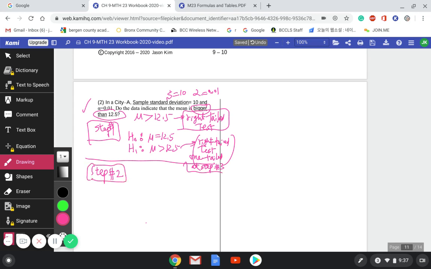So same as z, but t value is x bar minus mu. And instead of sigma, because sigma is not given for whatever the reason, you use s instead of it, which is a sample standard deviation. So s equal to 21. You get almost 2.11 again. Okay.